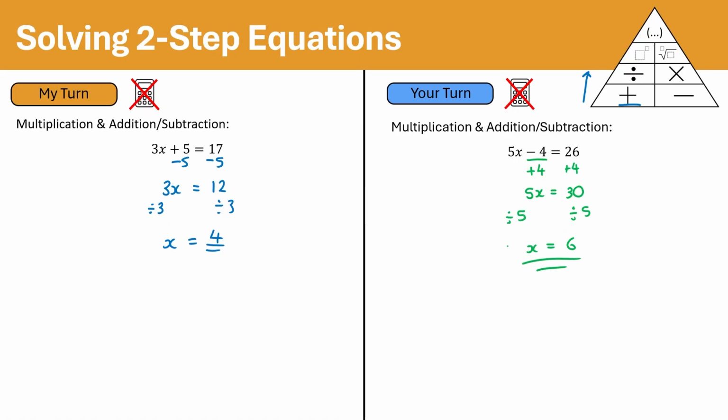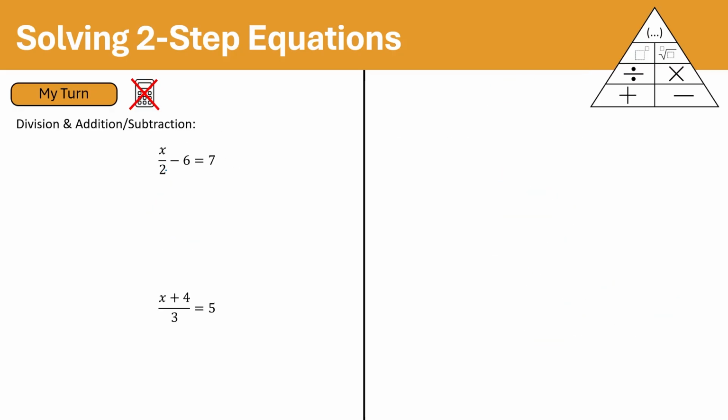So x is 6. And what we can do is we can check our answer. We can substitute x back into my equation. So I would have 5 lots of 6 subtract 4, and that should be equal to 26. Well, 5 6s is 30, and then I'll be taking away 4, and 30 subtract 4 is 26. So if you get this situation where the left-hand side equals the right-hand side, you know that your answer is correct.